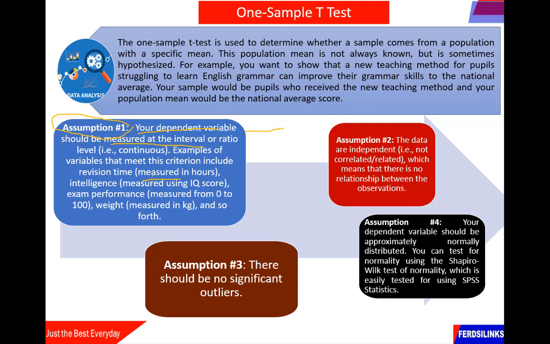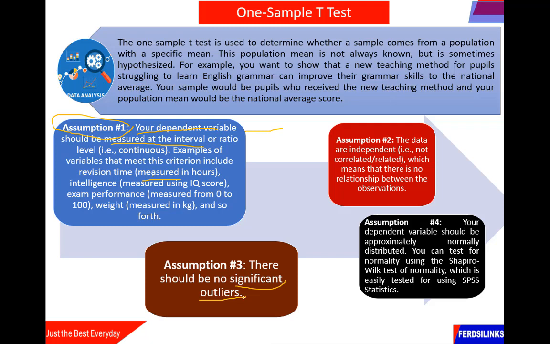The next assumption is with respect to the independent variable. Your observations must not be correlated or related, which means there is no relationship between the observations. One variable should not appear in the other. They should be independent, they should be different. Assumption number 3 is that there should be no significant outliers. The principle of outliers in statistics talks about extremely large or small values. These are values that deviate from the pattern.